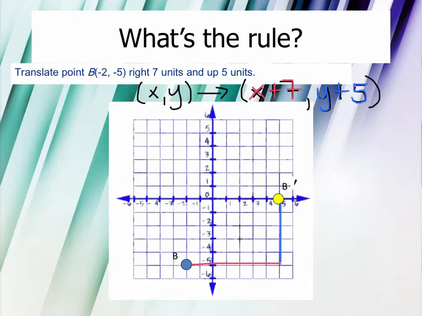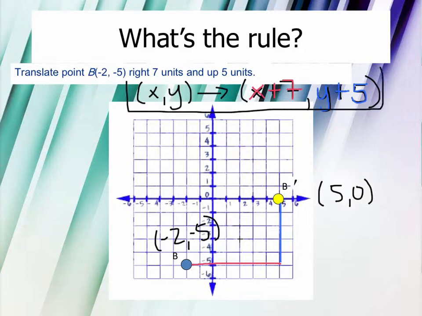So let's see how we do that. We would go from here and then go all the way over 7 units. So we're adding 7 to get over here. And then we're going to add 5 to get up here. And let's take a look at the new B prime. The new B prime is at (5, 0). And our original B was at (negative 2, negative 5). So let's double check our rule. I would add 7 to this number to get 5. And then I would add 5 to this number to get 0. It all checks out. So this is our correct rule for our translation.